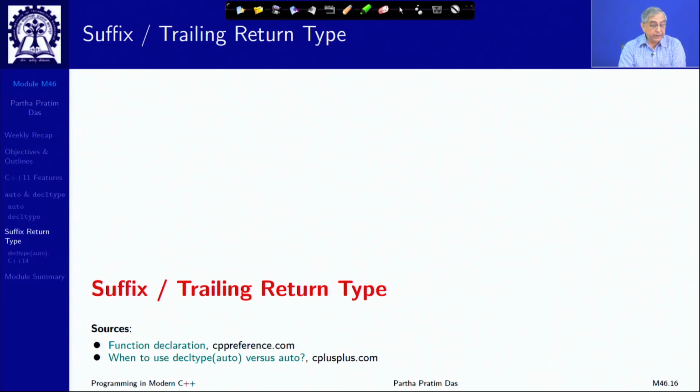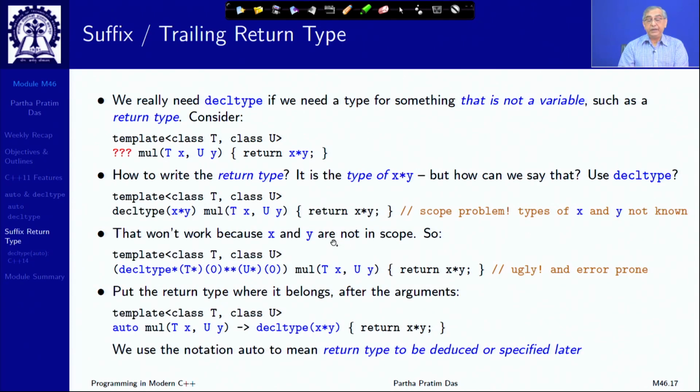Now, using auto and decltype, let us look at a very interesting feature that C++11 has introduced called the suffix or trailing return type. The question is, when do we need a decltype? When we have a variable, we can do auto for that, but when we do not have a variable, then I need to use decltype. I cannot do an auto, right. So, when do we need a type where there is no variable? When that variable is temporary, for example, in a return type.